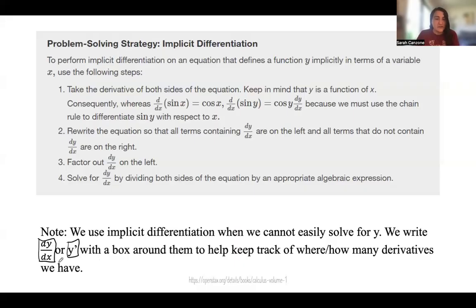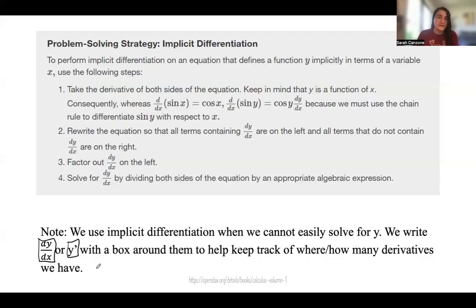It's my recommendation that we put a box around any dy dx or y prime. They're the same thing. We went over the notation, and it's really just a difference of which one you like better. I'm not going to tell you which notation to use. It's up to you. I put a box around them so that we don't lose track of those variables.